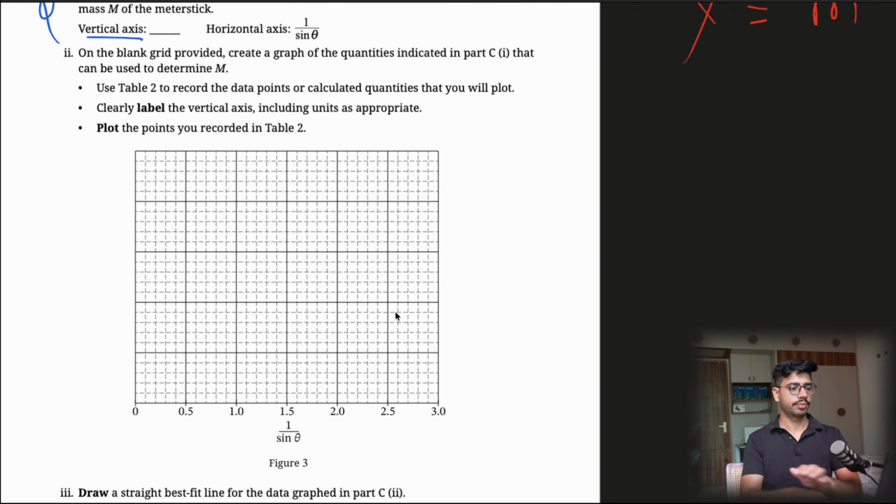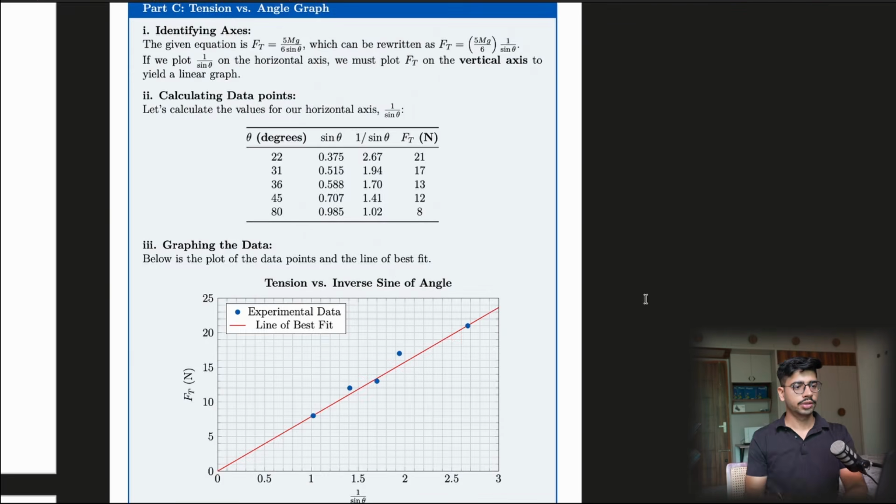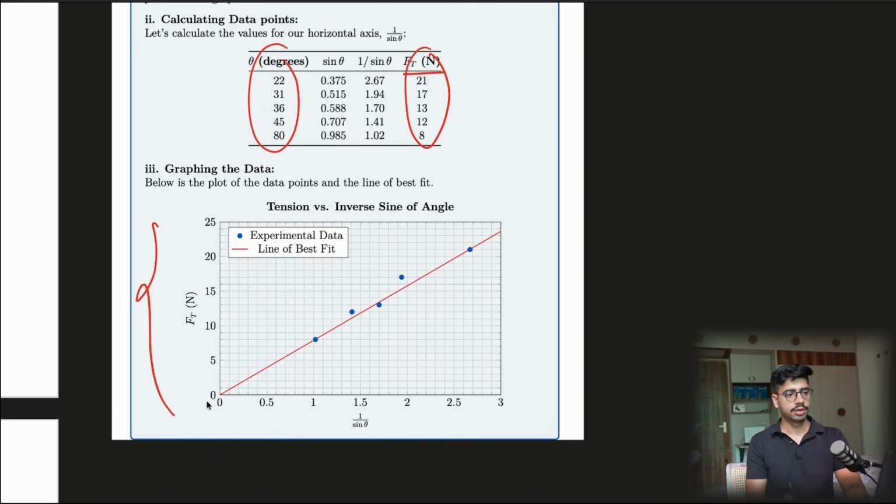Let me give the graph also. First, you have to complete the table, that is sine theta, 1 by sine theta, and the FT. These two, they have already given: the theta and the tension force. You require sine theta and 1 by sine theta, and you will get the graph like that. You can draw the line of best fit, you can curve that accordingly, and you can find it out.